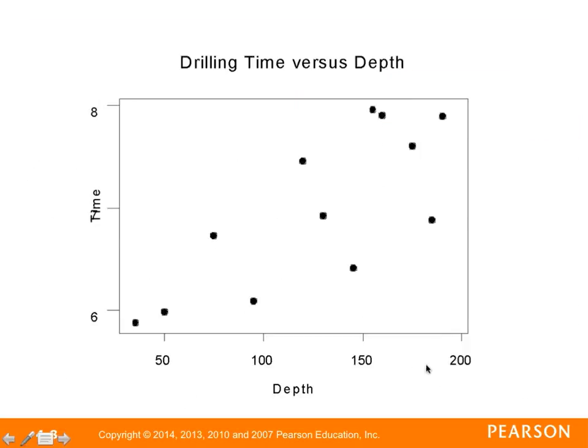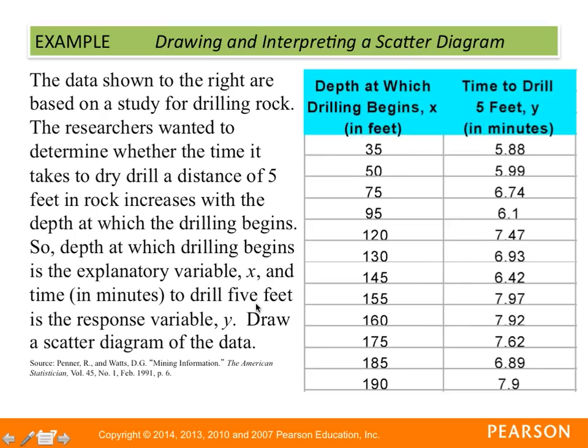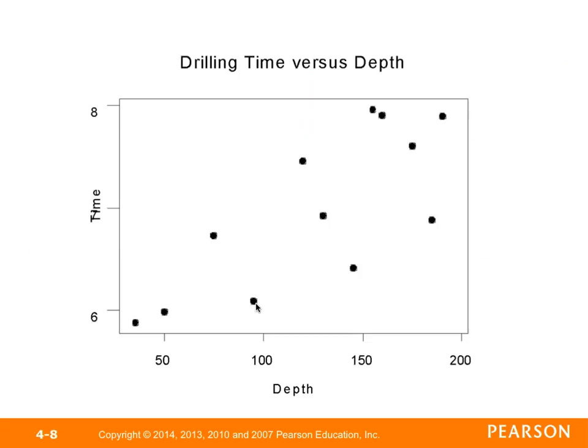So we have the depth along this horizontal axis, and we have time along the y-axis. The depth is actually explaining the time, all right? And you'll see each one of these dots represents one of the points that we have over here. So 35 feet and 5.88 minutes, that is most likely this dot right here. 50 feet looks like it's about 6 minutes, yeah, 5.99, and so on. 190, I think, is this last dot right here. So we have this little scatter diagram here, and it allows us to see a visual representation of the relationship between these two variables.